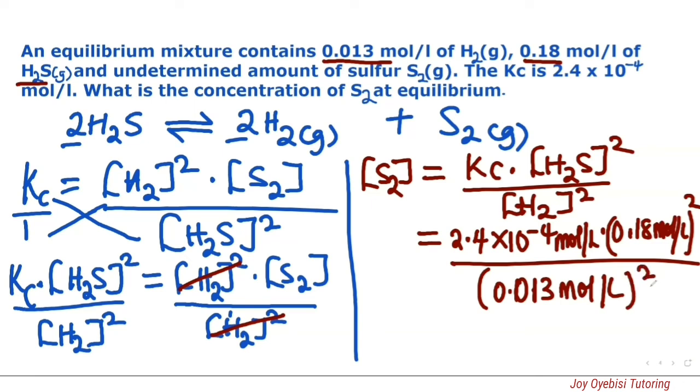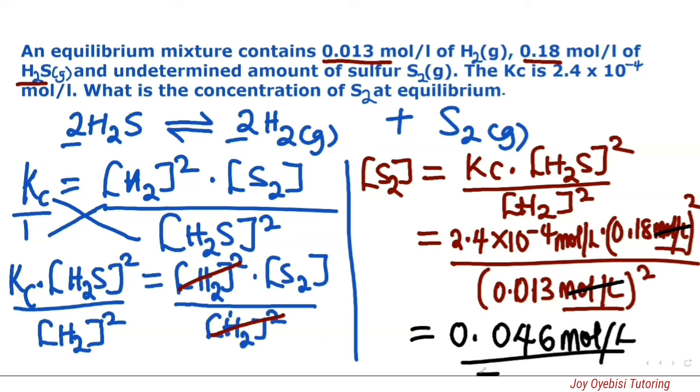Okay, so let's deal with our units first. For H2S we have squared, and for hydrogen we have squared, which means that their units will both be squared, so these two units will cancel out. When they cancel out, you're left with just mole per liter, which is exactly the unit we need for the concentration of sulfur. So let's go ahead and do the calculations. After multiplying and dividing, we get 0.046 mole per liter as the concentration of sulfur for this reaction.